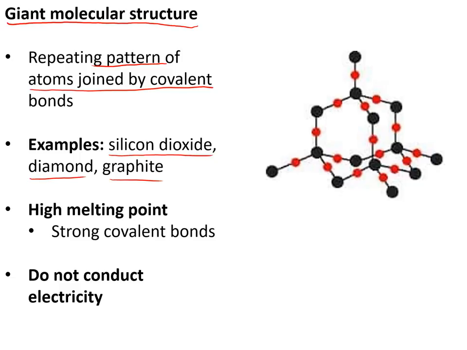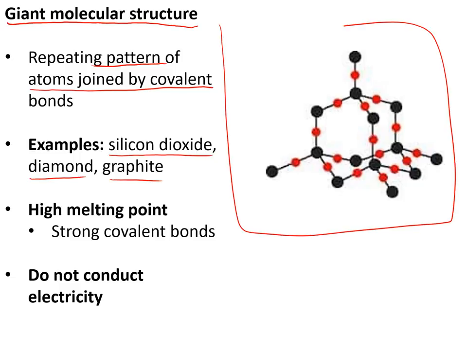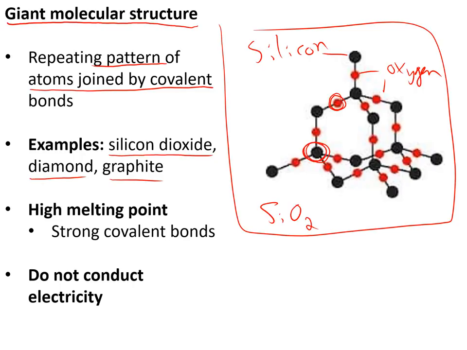Now, what you can see here is silicon dioxide. So the reds are oxygens, and the black ones are silicons. Okay, and the formula of this is SiO2, silicon dioxide. And this pattern just repeats over and over again. So you can see that each oxygen has 2 bonds to a silicon, and each silicon has 4 bonds to an oxygen. And that pattern just repeats again and again and again.